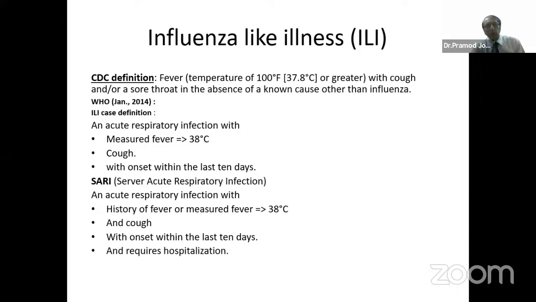And I already told you the CDC definition just now, but influenza-like illness usually is the one where there is fever, cough, and as I told you, onset within the last 10 days. And there is a condition called severe acute respiratory infection, which short form is SARI, where there is acute respiratory infection with history of fever, cough, with onset within the last 10 days, and one which requires hospitalization.